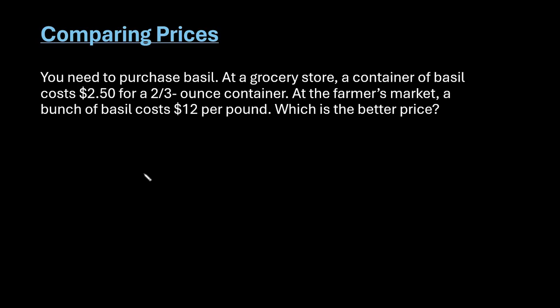At a grocery store, a container of basil costs $2.50 for a two-thirds ounce container. So for the grocery store, it's $2.50 per 2/3 ounces. And ounces is abbreviated OZ. At the farmer's market, a bunch of basil costs $12 per pound.